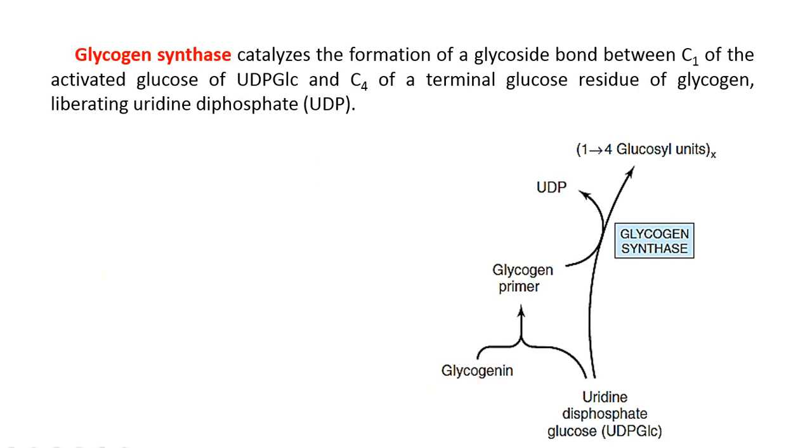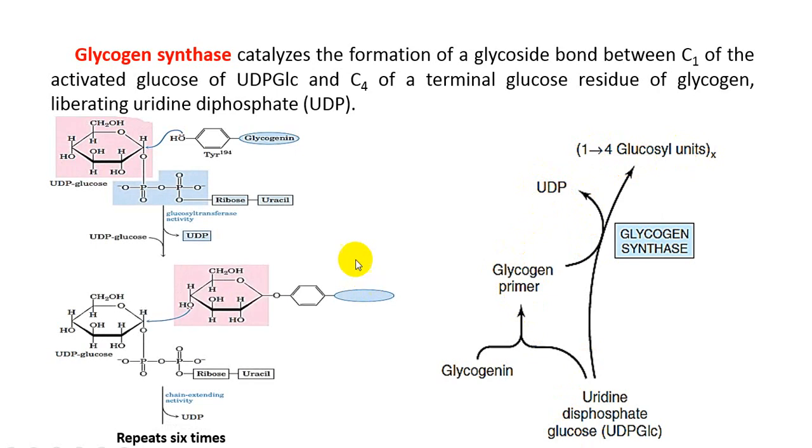Now here we've got uridine diphosphate glucose reacting with the glycogen primer. In the presence of glycogen synthase, the result is a new 1,4 bond, a glucosyl unit, addition of a new unit of glucose, this one, to the primer, and the other result is uridine diphosphate.